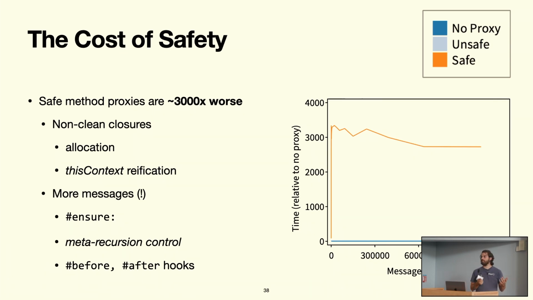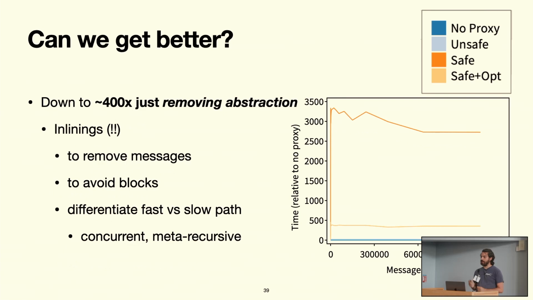So yes, that could explain somehow this high overhead. Now, I spent a couple of days, let's say, doesn't matter, trying to optimize this. So, how can we do better? Actually, I got it down to 400 times, from 3,000 to 400.